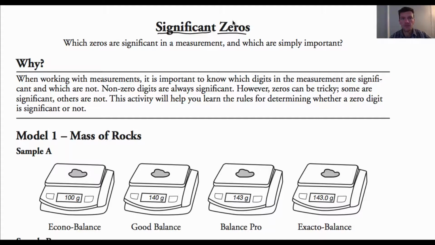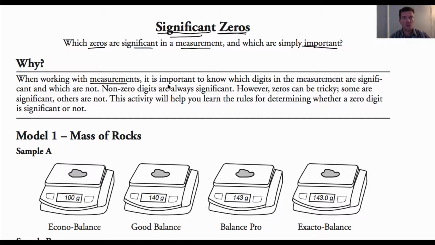zeros today. Okay, so significant zeros, it says here which zeros are significant in a measurement and which are simply placeholders. In other words, they're there because they need to be a part of the number, but they're just taking up a particular placeholder, so that all the other digits are in the correct location.